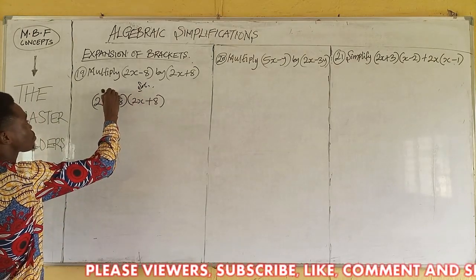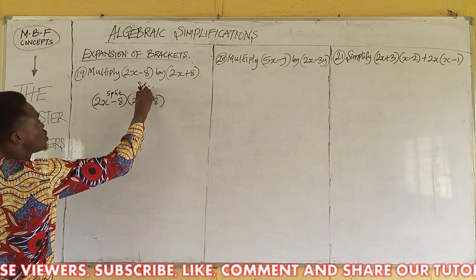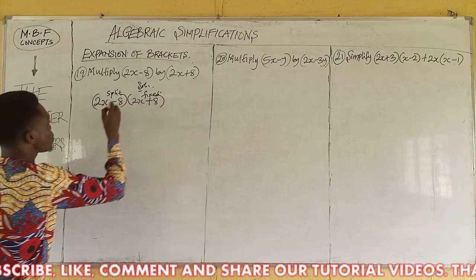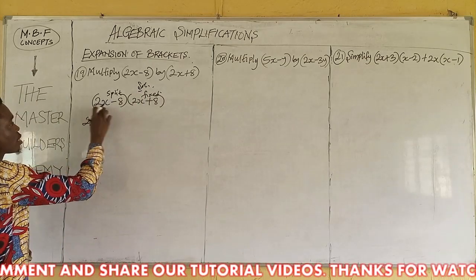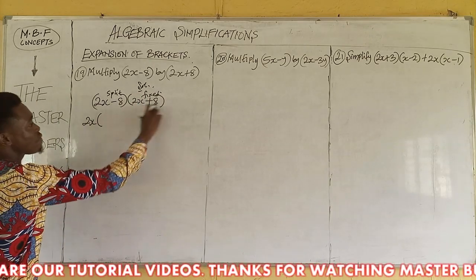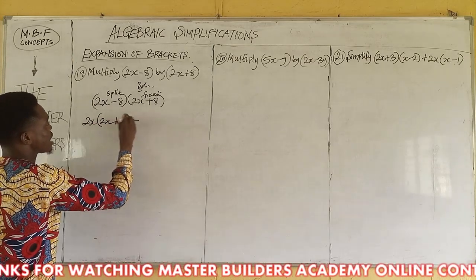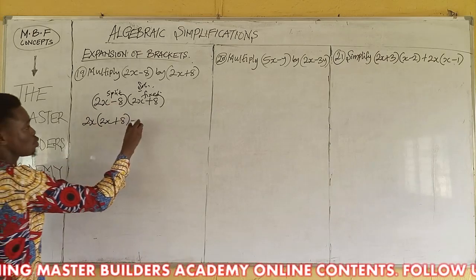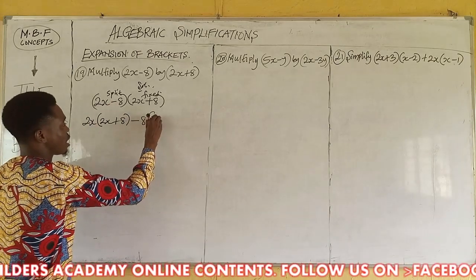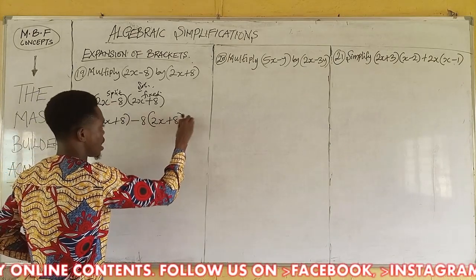We split this and we fix this. So in the splitting bracket, we take down 2x, the first term, to multiply every term in the second bracket, 2x plus 8. Then the next term in the first bracket is minus 8, which we are splitting. Then multiply by the second bracket. It's as simple as this, guys.